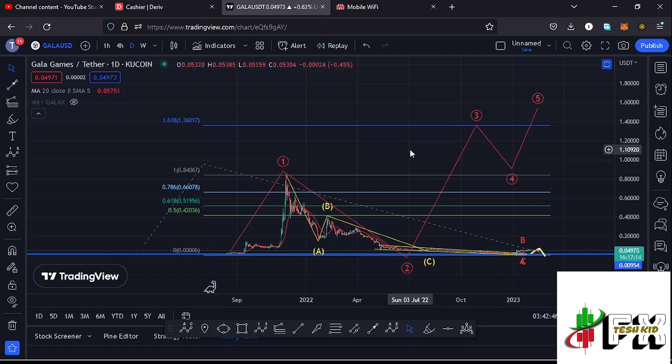So that is what I'm expecting here on the short-term scenarios and also on the long-term scenarios, and let's be patient and see how that plays out, and I'll be keeping you updated.